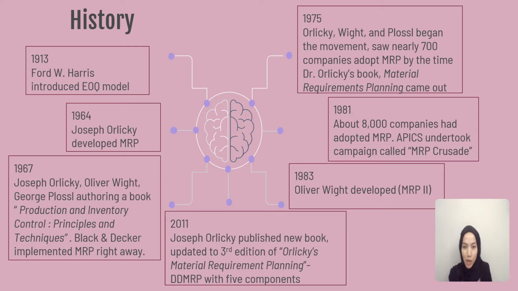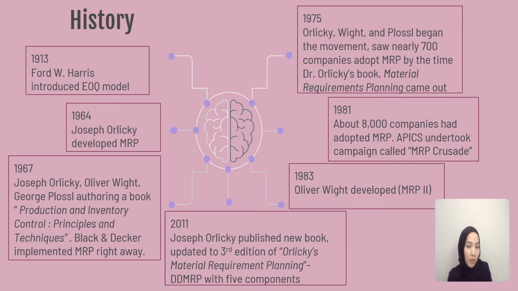The American Production and Inventory Control Society, so-called APICS, undertook a huge campaign called the MRP Crusade, which was managed by those three professionals to tout the benefits of the MRP system and make it standard for manufacturing planning in America. In 1983, Oliver Wight took MRP a step further and developed manufacturing resource planning (MRP2), also known as material planning, which includes additional data such as employee and finance information.